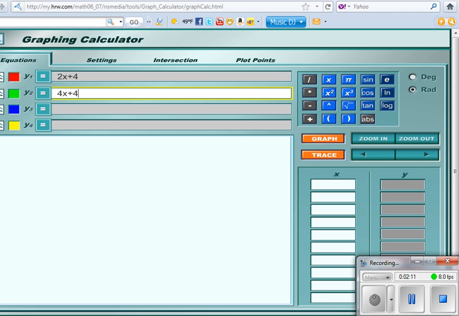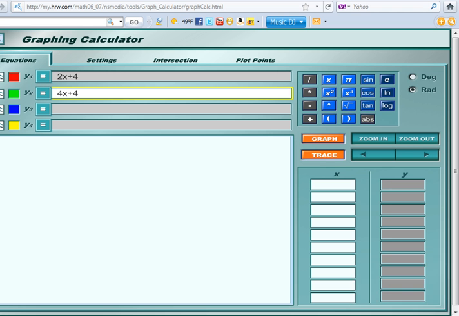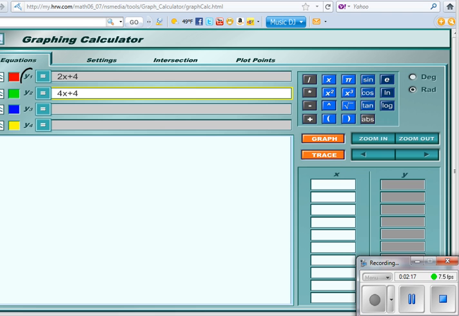I'm just using another interactive calculator from the website. Notice I have my two equations in here. Here's equation 1. That's going to come up in red. That's our 2x plus 4. Here's equation 2, which will come up in green. That has the slope of 4. Remember, we said this equation here would be steeper than the first equation because 4 is greater than 2. So it's going to increase much quicker than 2x.